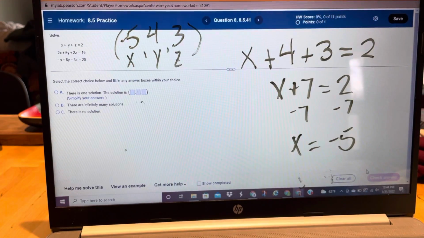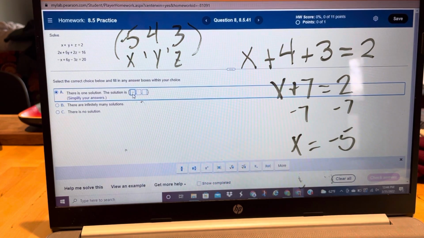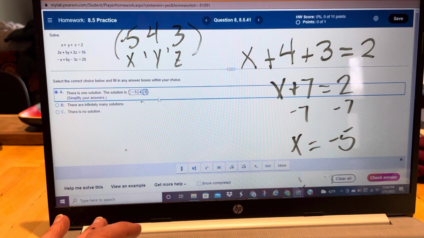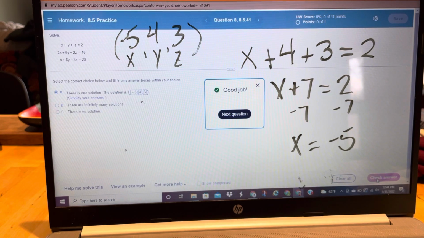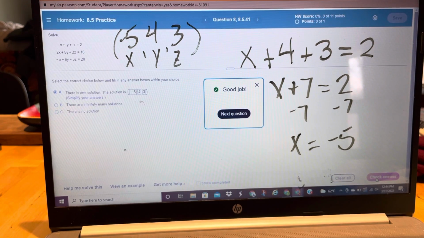All right, there's our ordered triple for the solution. Let's see if we're right. We have negative 5, 4, and 3. That is the point in which all 3 of these planes intersect. Yay, we're correct. All right, there you go.